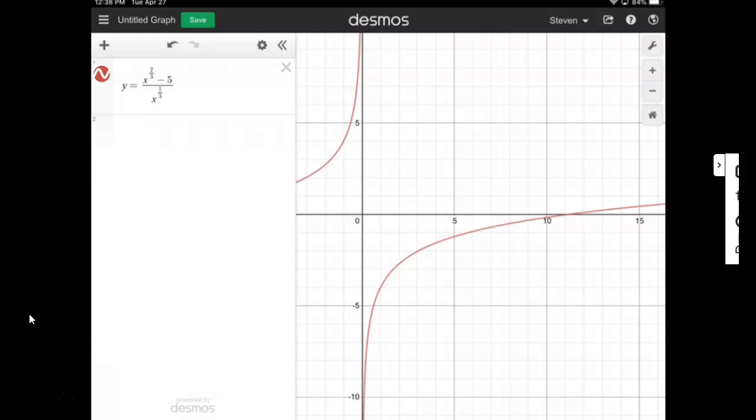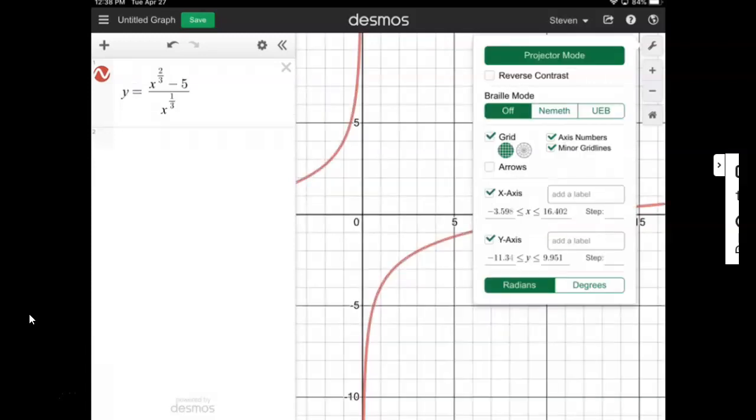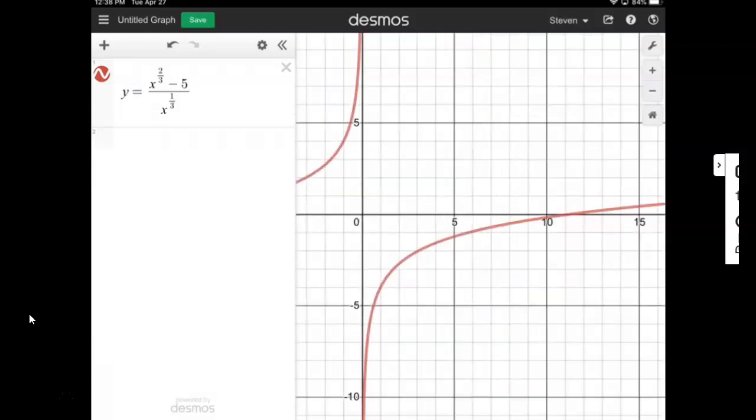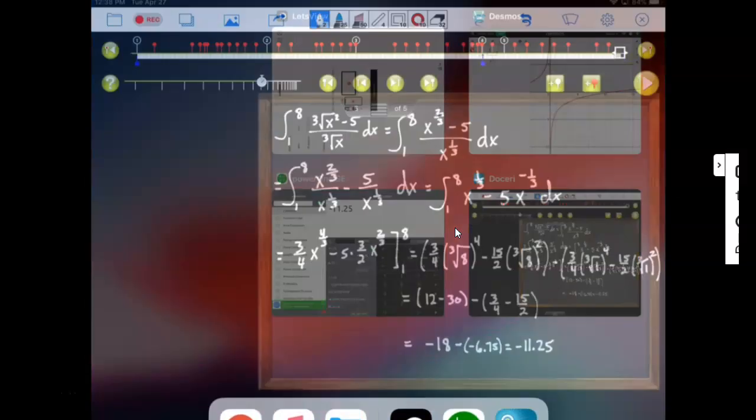And that should make sense, because if we look at the graph of the original function, the whole graph from 1, which is here, to 8, over here, is completely underneath the x-axis. So we'd expect that we would get an area that's negative because it's underneath. And that's why the definite integral here is negative.